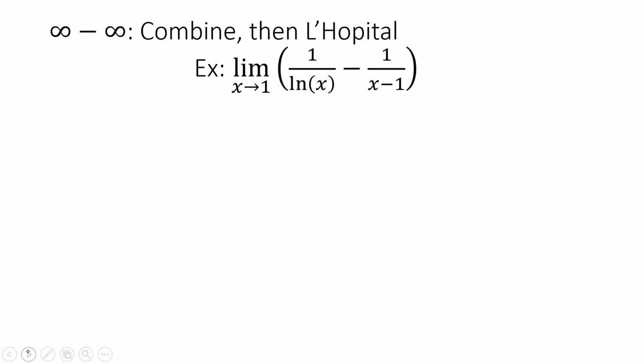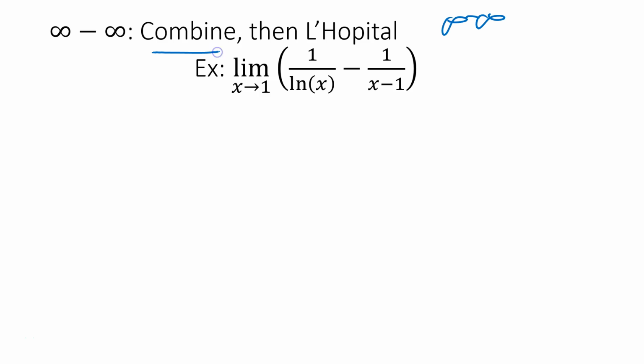So now we have a subtraction of infinities. Let's see what happens when we plug in 1 here. When we plug in 1, we have 1 over natural log of 1, which is 0. So 1 over 0 is getting close to infinity. And then minus 1 over x minus 1. Well, that's 1 over 0 again, so we have infinity minus infinity.